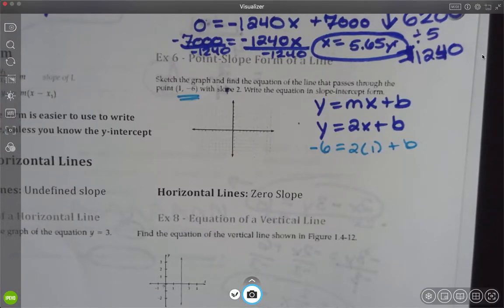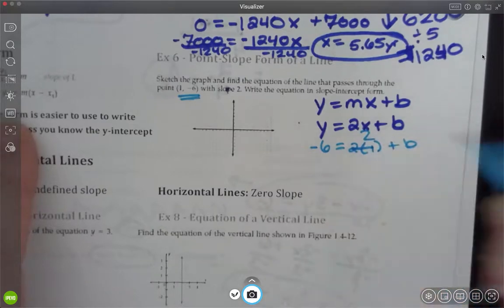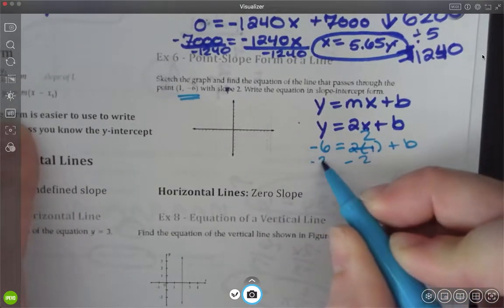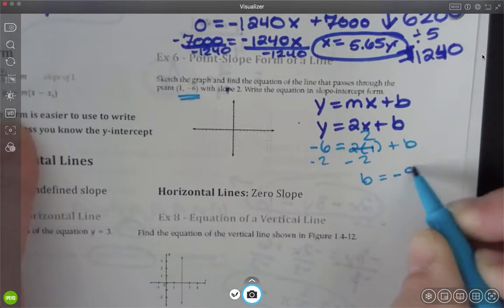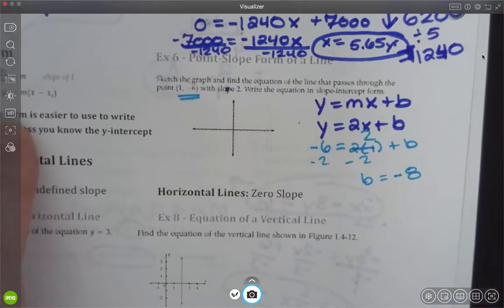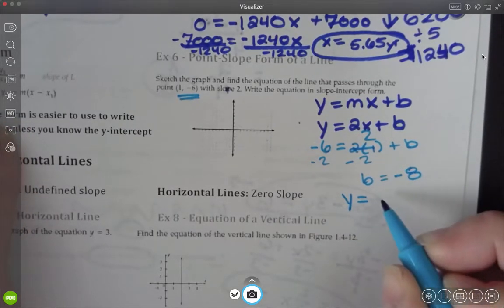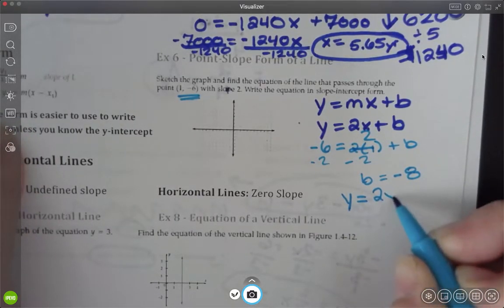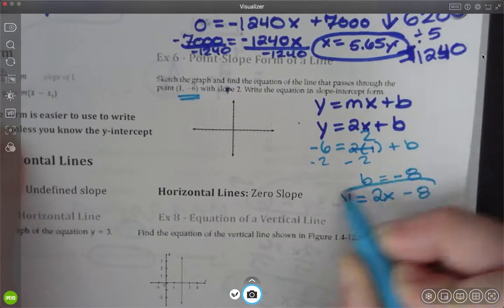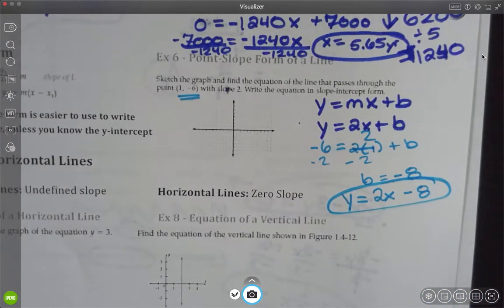Subtract 2 from both sides. B is -8. You're subtracting, not dividing. -2, -2. B is -8. So my equation is Y equals, what was the slope again? 2x minus 8. There you go. Those show up like crazy all the time on the ACT. Those should be super easy free points for you on the ACT. You do those a lot.